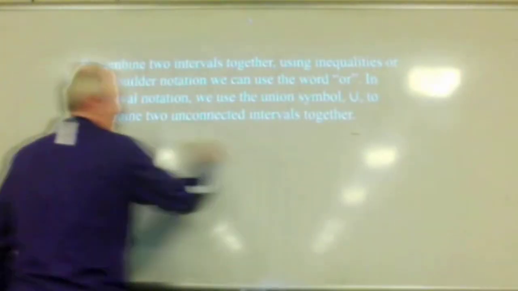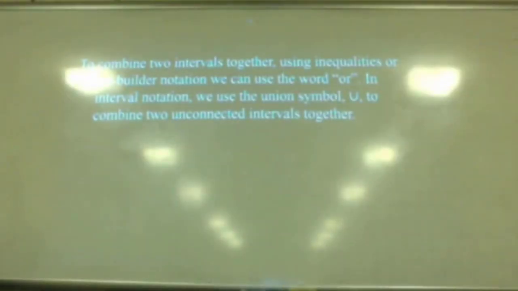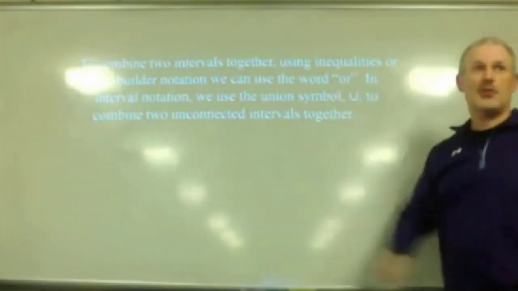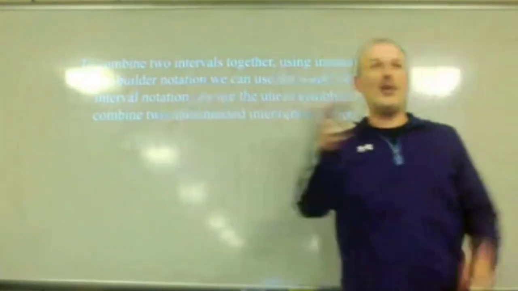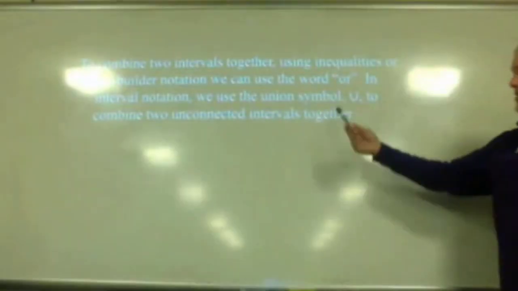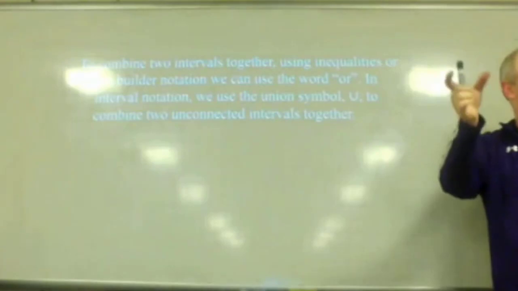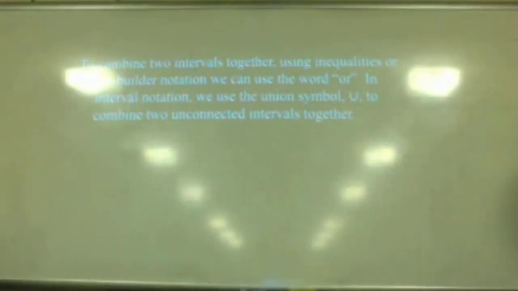Oh, first we have to talk about how we combine them, because sometimes we don't just have one group, we might have two. So to combine two intervals together using inequality set notation, we just use the word or. So maybe it's in this group or it's in this group. Just put an or in between them. If we're using interval notation, we use the union symbol, which still means we're putting the two groups together, but it's just like a big capital U in between the two groups. And we'll show you how to do that. And it combines the two unconnected intervals together.